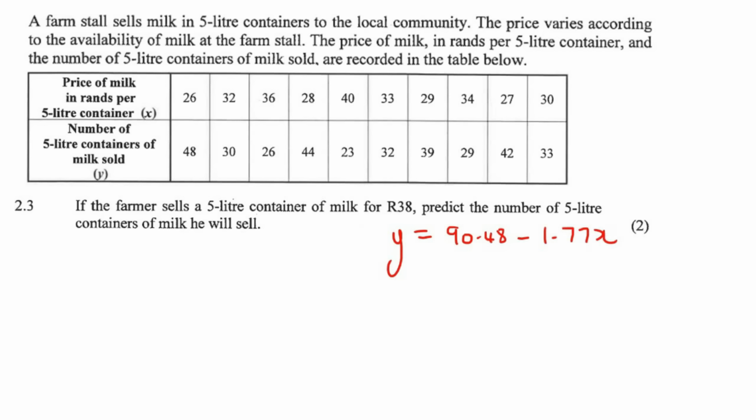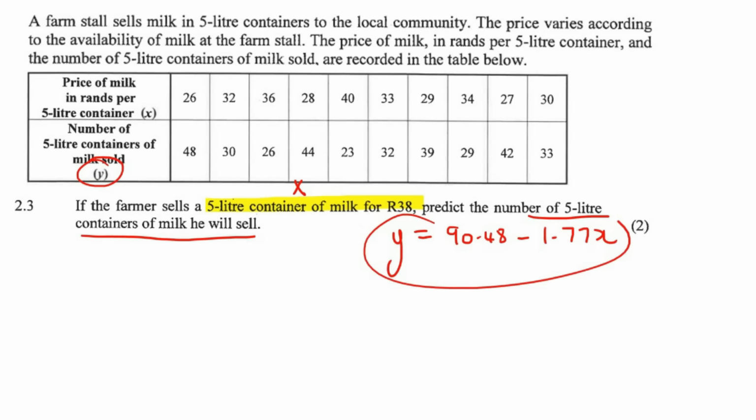Okay, so it says if the farmer sells a 5-liter container of milk for 38 Rand. Okay, so price of milk of a 5-liter container, he got 38. Predict the number of 5-liter containers of milk he will sell. So they're pretty much giving us a X value. See, because it's price of milk in rands for a 5 liters. That's your X value. So this is X. And then it says predict the number of 5-liter containers he will sell. So number of 5-liter, that is your Y.